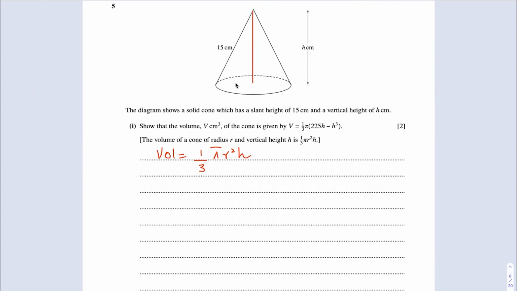Now, let's say this is r and this is h. So we can say that 15² is equal to h² plus r², which means r² is equal to 15², which is 225, minus h².